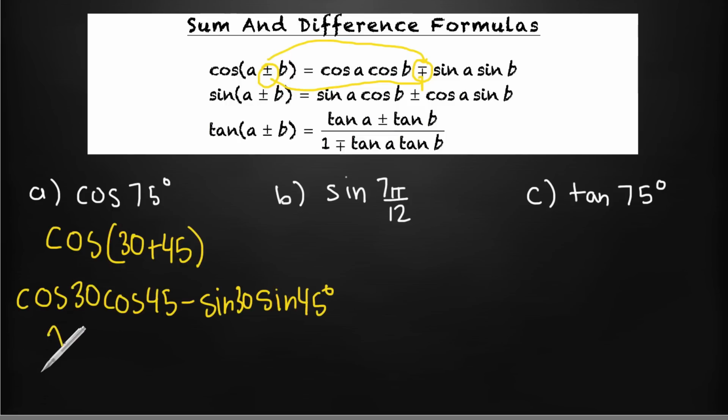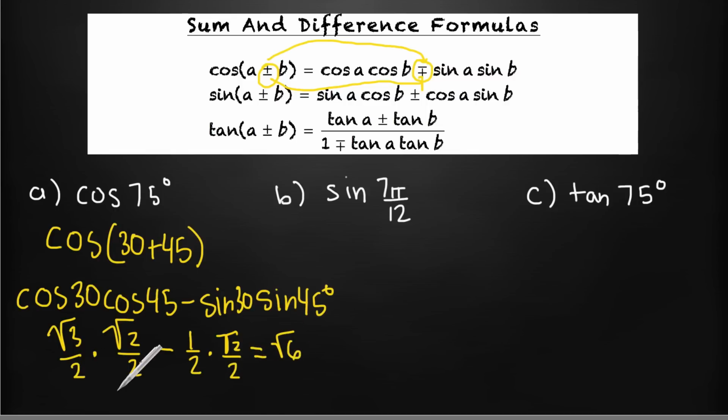Cosine of 30 is root 3 over 2. Cosine of 45 is root 2 over 2. Sine of 30 is 1/2. And sine of 45 is root 2 over 2. So you multiply root 3 times root 2, and you will get root 6. And 2 times 2 on the bottom gives you 4. And then 1 times root 2 is root 2. And 2 times 2 is also 4.